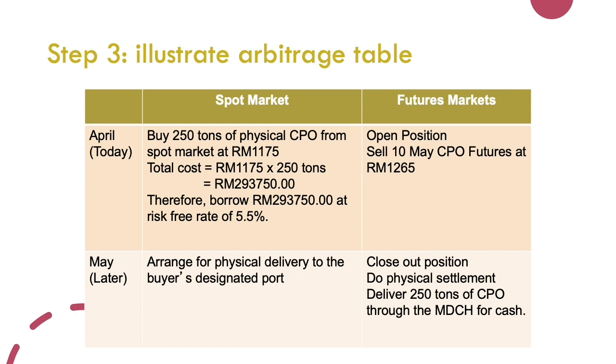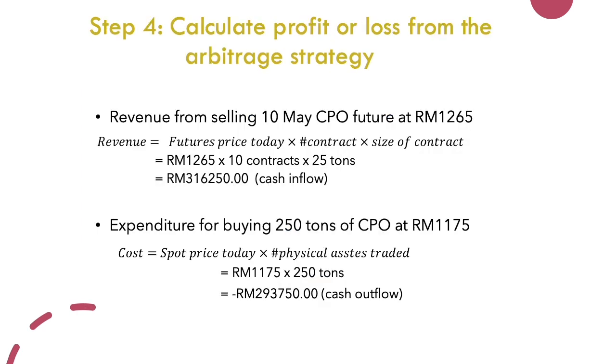Okay, so if you look at this table, today he buys 250 tons of CPO from the spot market. That means he buys the actual CPO and keeps it, and then when the futures contract expires, he uses his CPO to close out his position in the futures market.